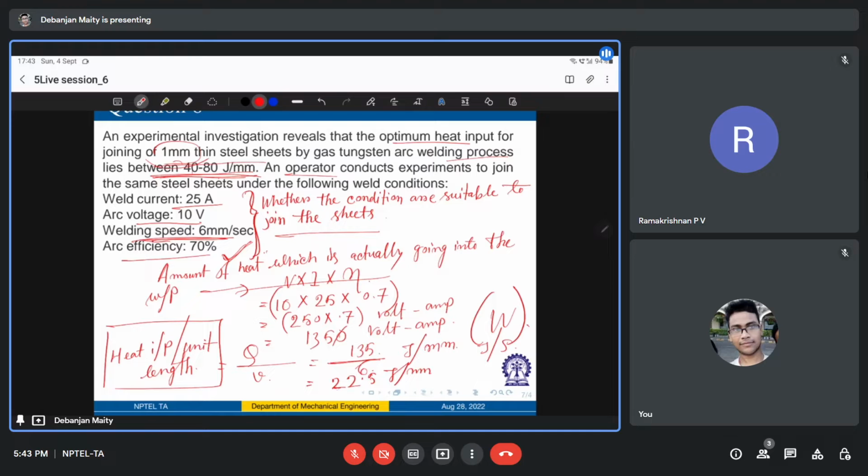So this is 22.5 joule per mm, and experimental investigation has revealed that the optimum heat input for joining this thin steel sheet lies between 40 to 80 joule per mm. So obviously these process conditions are not suitable to join the sheets. Okay.